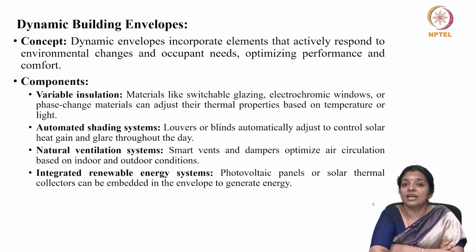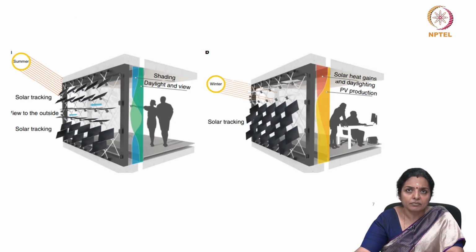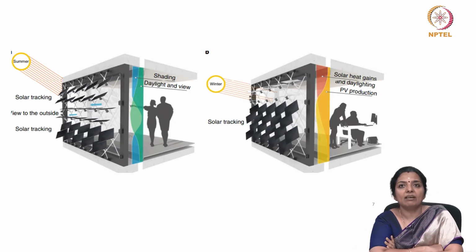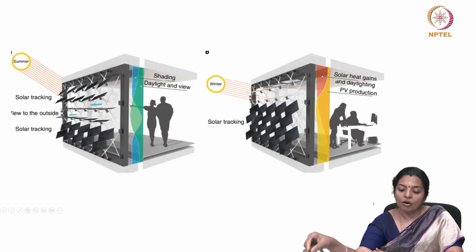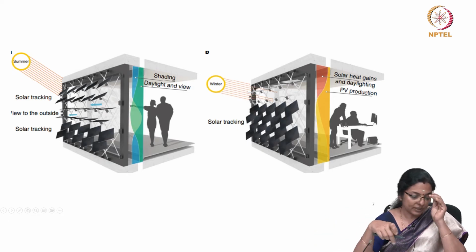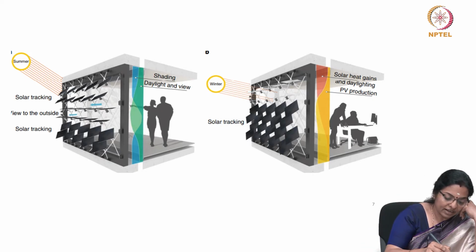The envelope acts as if it is a living being because it generates electricity, it generates energy by means of having embedded photovoltaic panels. So, now you can have a dynamic photovoltaic building envelope. If you look at this figure, all that we had talked of so far features here. You could have devices, you could have shading. Suppose this is a shading device.